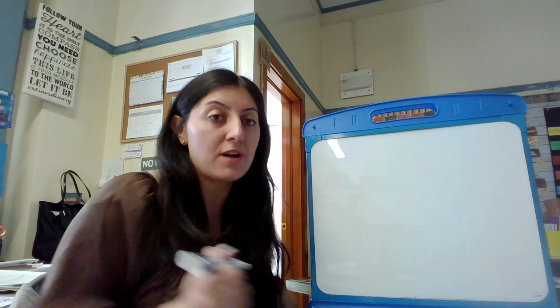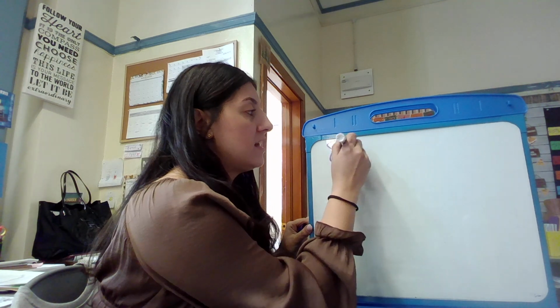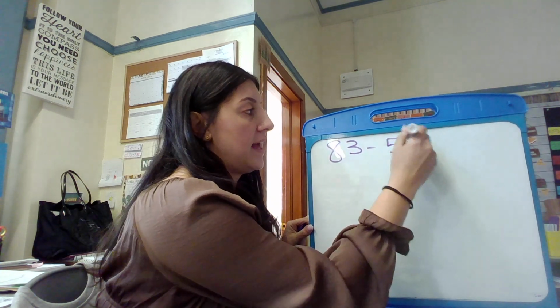Hi, boys and girls. So today I'm going to be showing you how to subtract on an open number line. When we are subtracting on an open number line, we're actually going to be counting up instead of taking away. So let's look at this example first so you know how to solve it on your own. Today we are going to be solving a problem where we have 83 minus 58.